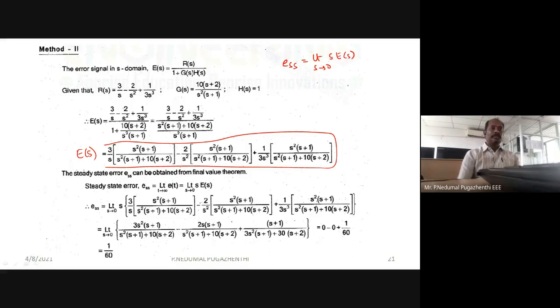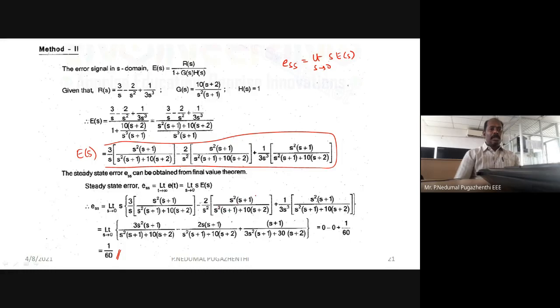Now you substitute S here. So S gets cancelled. Here also S squared is cancelled. So finally E of S is taken to ESS is taken to 1 by 60. If you apply all these, you will probably get what?